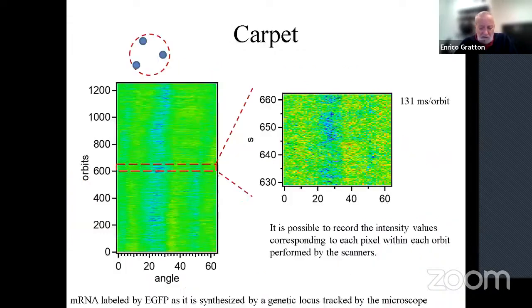So let us go to the next slide. Let us see how the data are acquired. Suppose we have 1, 2, 3 particles here, and then we orbit here. The orbit will give essentially the same modulation for 1, 2, 3 particles. Remember that we are performing an orbit, and in every point in the orbit, we measure the intensity. So we measure here, we measure here, we measure here, and so on.